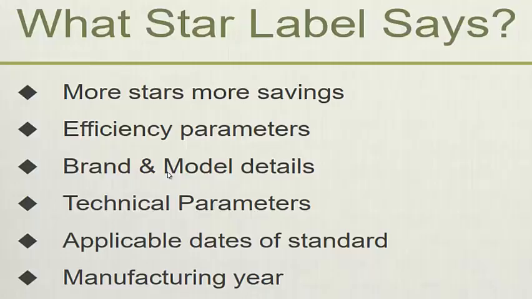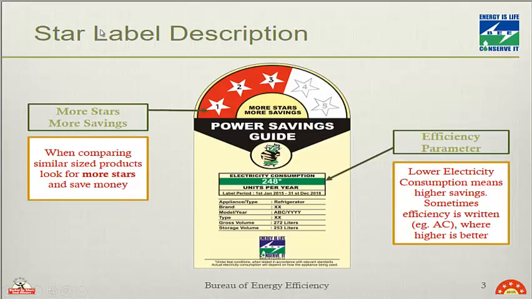So what does the star label say? What are the different pieces of information told by the star rating? That is the number of stars: more stars, more saving. Efficiency parameters give how efficient the appliance is and how much power it consumes monthly, daily, or yearly, or the brand and model of the equipment or appliance. Technical parameters, applicable dates of standard, so when this is to be sold, and manufacturing year when it is manufactured. So this is the star label description.